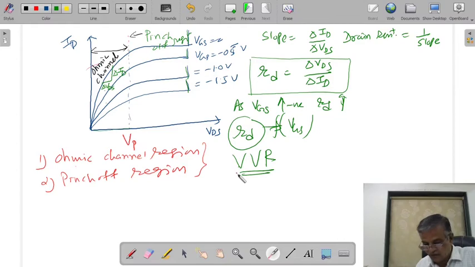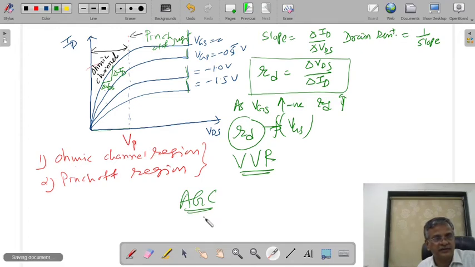You can use the FET as a VVR in this region, and from this VVR there are so many applications. You can use the FET as a VVR in an AGC circuit, automatic gain control circuit. We will see many applications of the FET used as a VVR in this region. Second is the chopper amplifier, or it is a variable resistor. You can use the FET as a variable resistance. As you change the gate voltage, the resistance is changed.